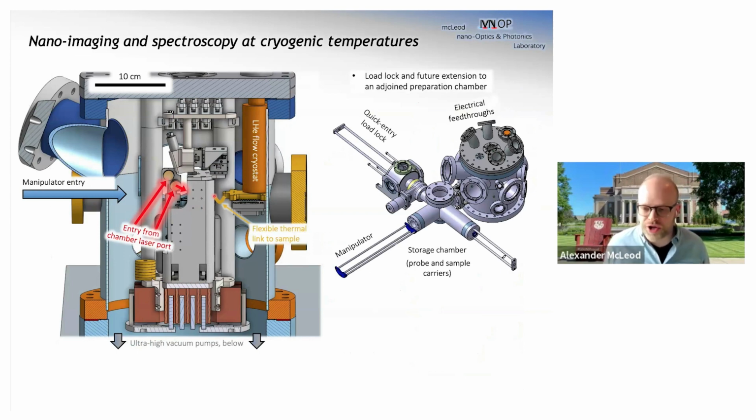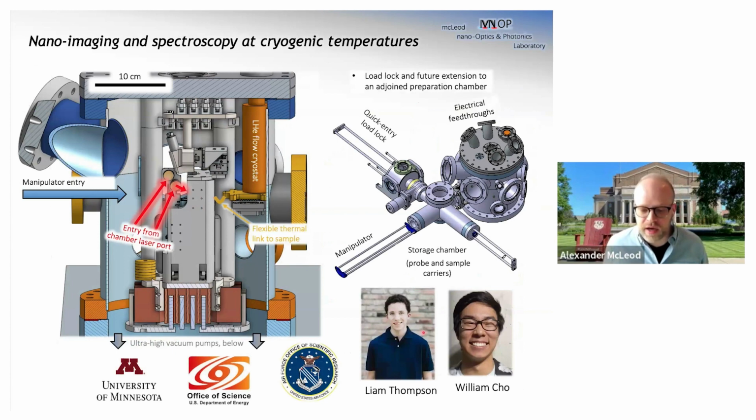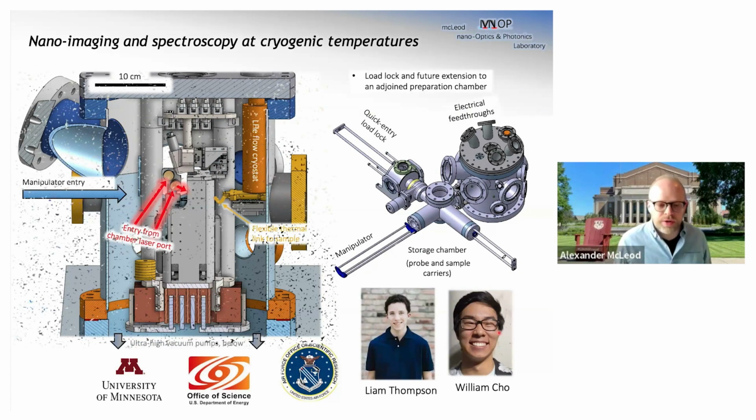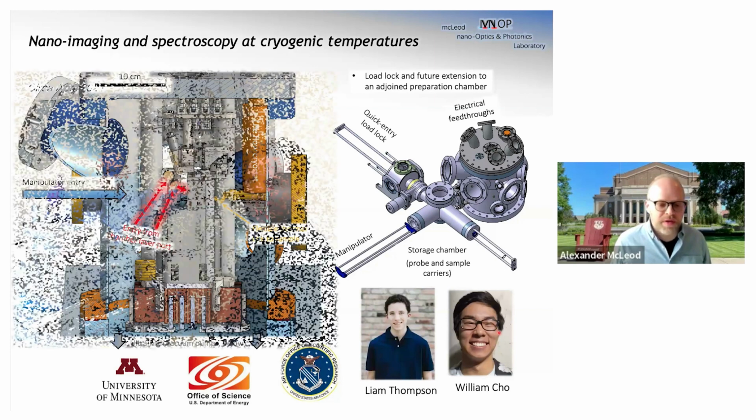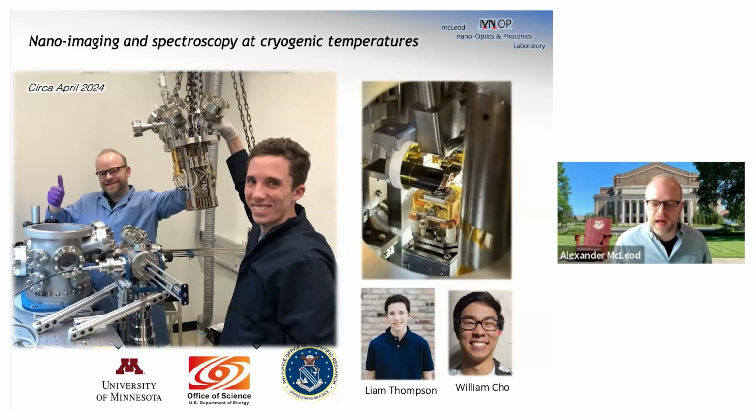This is called cryogenic nano-imaging. This is work of many students in my lab, including Liam Thompson and William Cho. Here are some examples of preliminary pictures of the setup as it's operating to do these investigations at low temperatures now in my laboratory. So it's a very exciting time to be working with scanning probes and also with light fields to probe the nano-optics of these quantum materials.